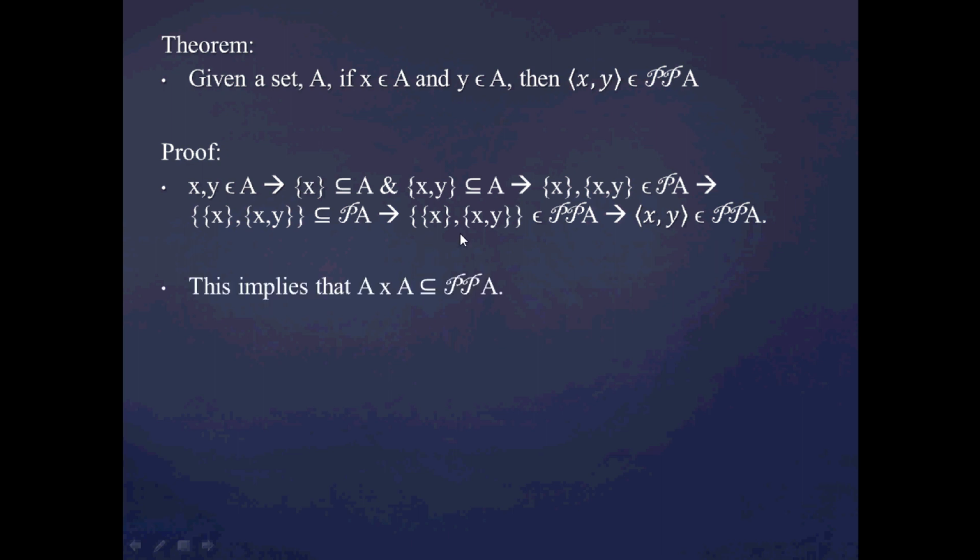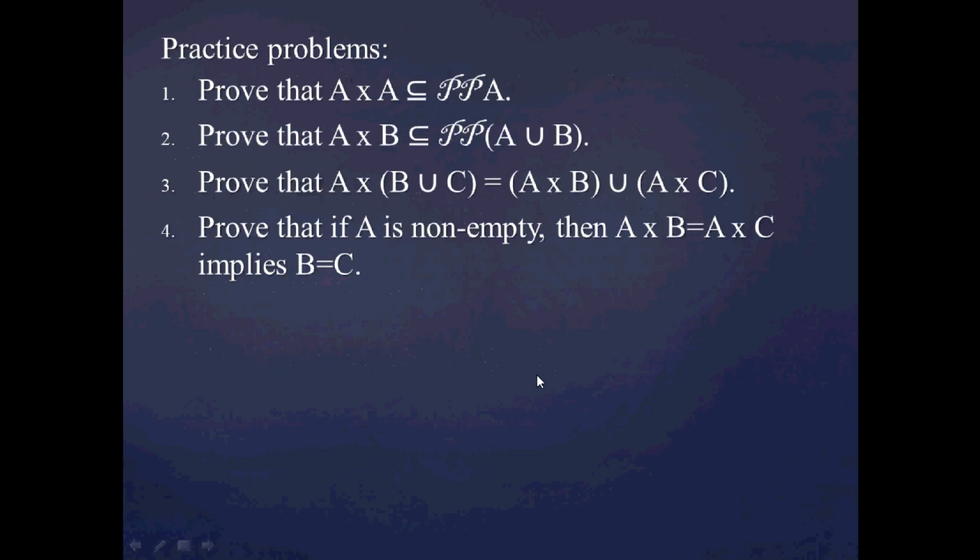And two other interesting facts that this implies is that if we have this property here, what we can then say is that the Cartesian product A times A is a subset of the power set of the power set of A. And furthermore, that the Cartesian product between two different sets, A and B, is a subset of the power set of the power set of A union B. And those two statements I'll leave for you guys to prove as an exercise. So here are the practice problems for this lecture.